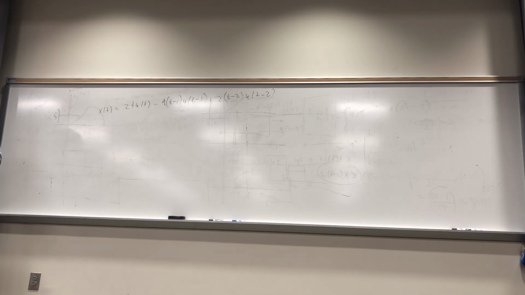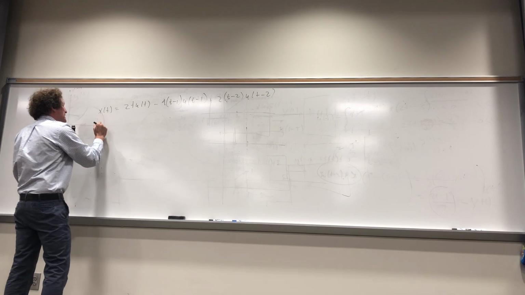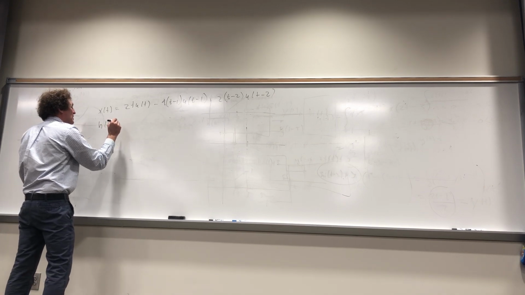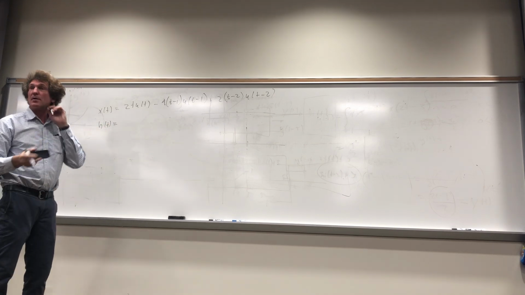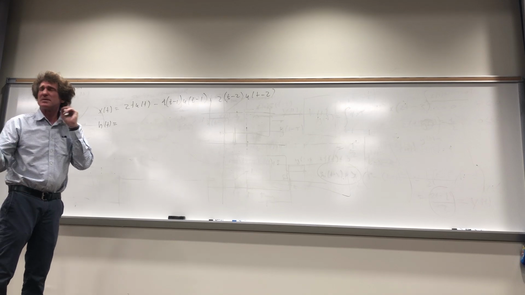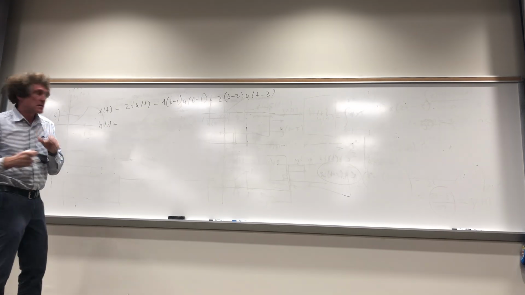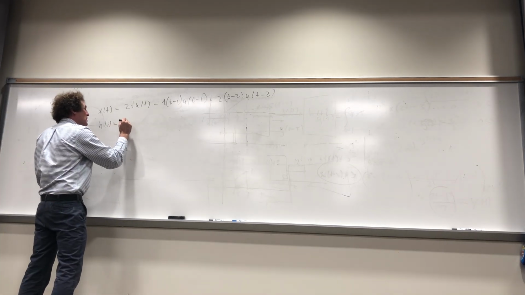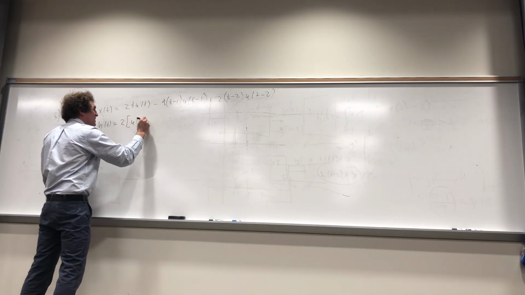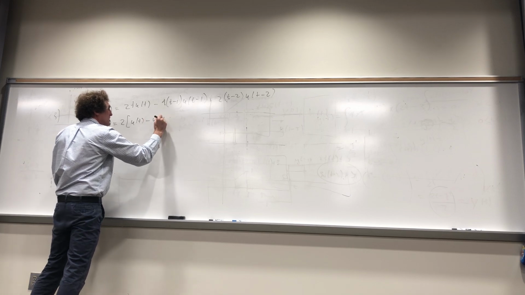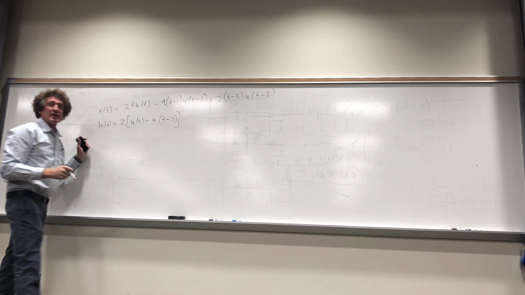What else? Anybody else got the other function? Just tell me. This is technically x of t. The other one is h of t. It doesn't matter which one. It's 2 times the brackets, u of t minus u of t minus 1. All right. Is that it?